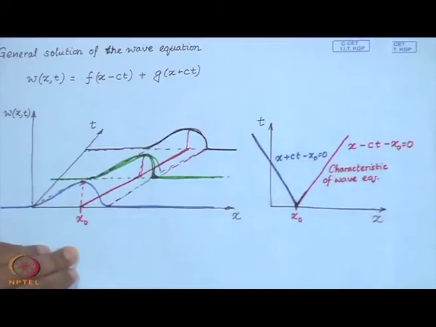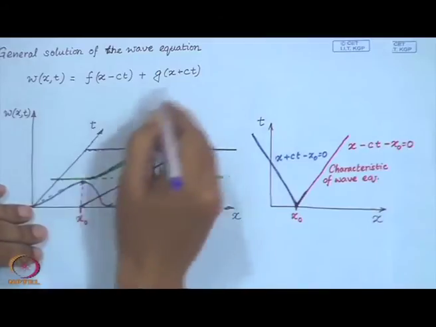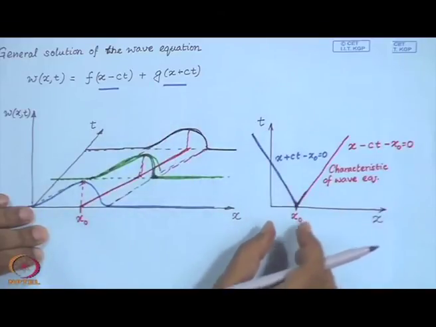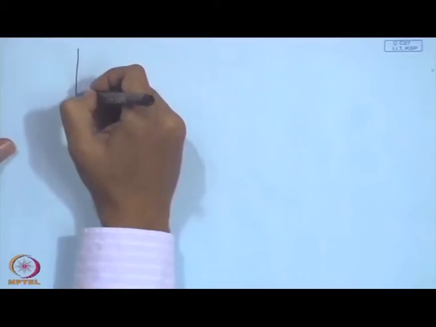So, this is another characteristic of the wave equation. When we have both these two components in the solution, a positive travelling wave and a negative travelling wave, the net solution is the superposition of these two solutions.